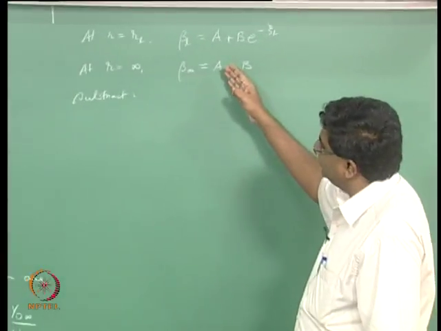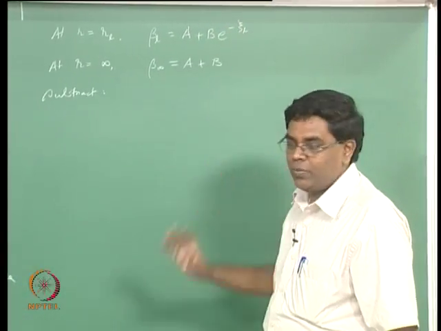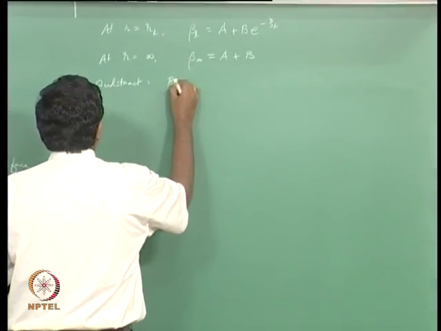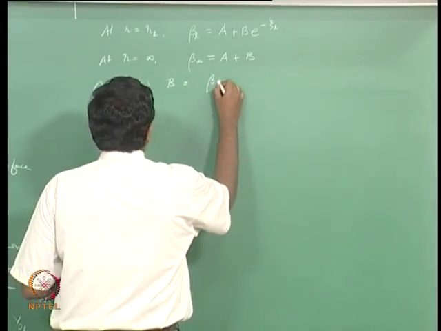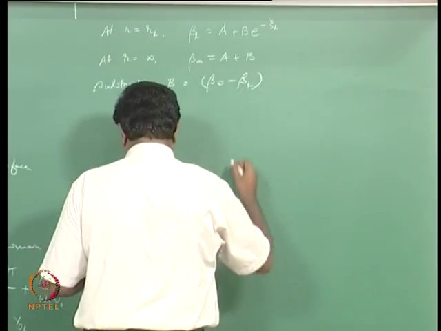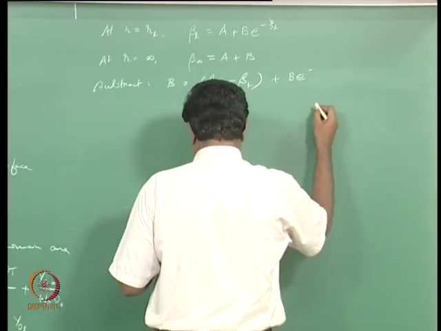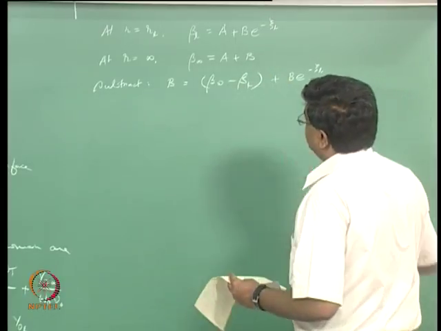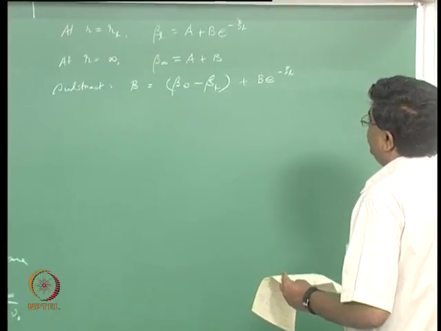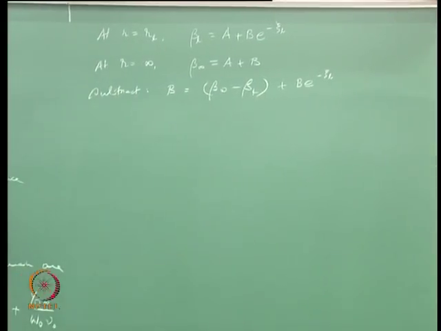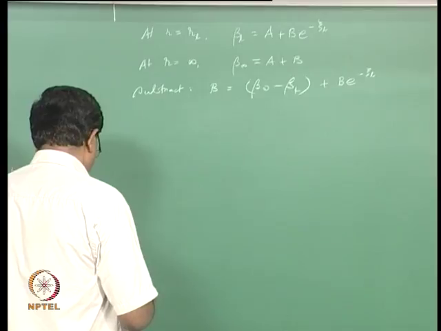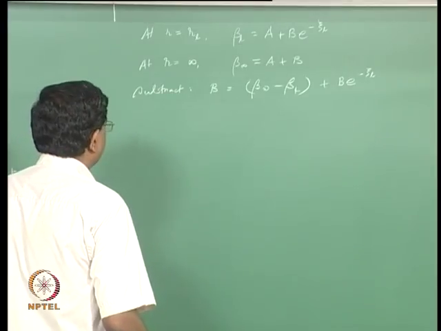That means at the moment we can just subtract these two, get rid of the A, we are not going to bother about evaluating it for ourselves, and we are simply going to get B equals beta infinity minus beta L plus B e to the minus psi L, that's true. So B equals beta infinity minus beta L plus B. Then the question is what is beta infinity minus beta L.